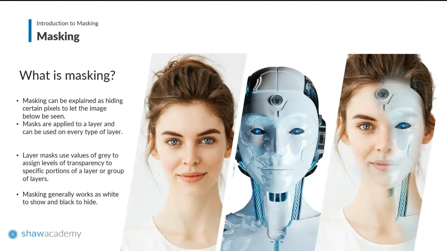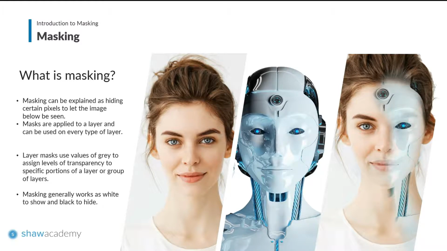Masking is basically explained as hiding pixels, so we can hide these pixels to let the image below be seen. Masks can be applied to every type of layer that we have looked at, and using layer masks of grey values assigns levels of transparency to different layers. So in other words, you can make a layer more transparent by adding grey, and we use black and white to hide and reveal. This will make a little bit more sense when we put this into practice.